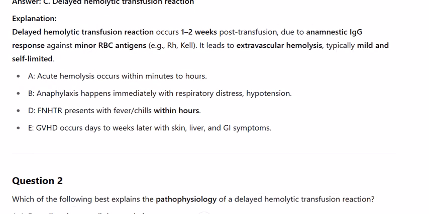A. Acute hemolysis occurs within minutes to hours. B. Anaphylaxis happens immediately with respiratory distress and hypotension. D. FNHTR presents with fever and chills within hours. E. GVHD occurs days to weeks later with skin, liver, and GI symptoms.